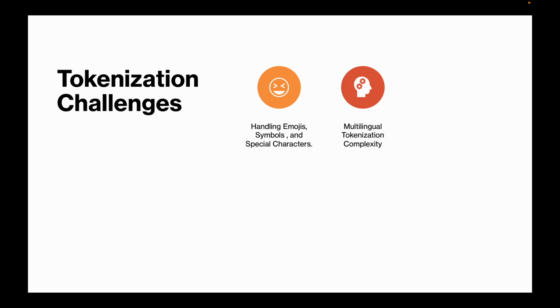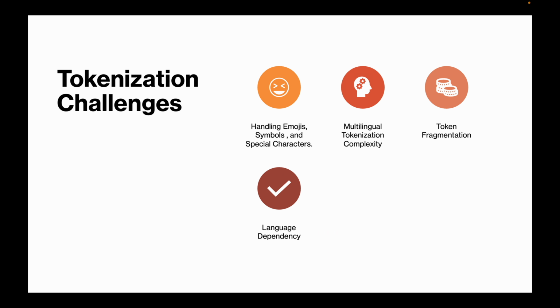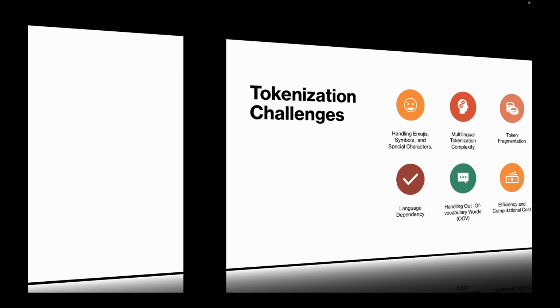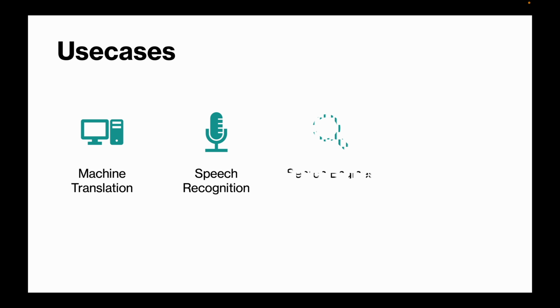There are different challenges in tokenization. Some of them are handling emojis, symbols and special characters, multilingual tokenization complexity, token fragmentation, language dependency, handling out-of-vocabulary or OOV words, and efficiency and computational cost. Use cases of tokenization. Tokenization is critical in numerous applications including machine translation, speech recognition, search engines, and information retrieval.